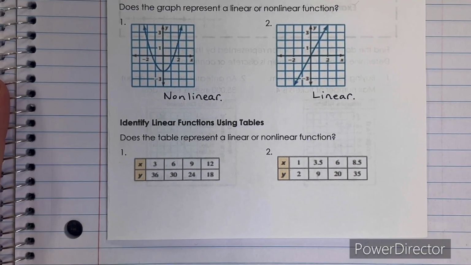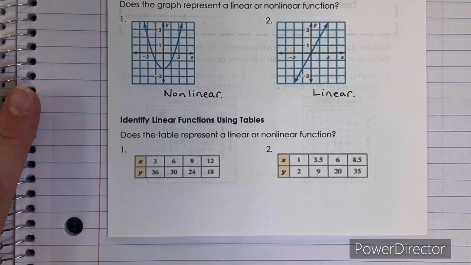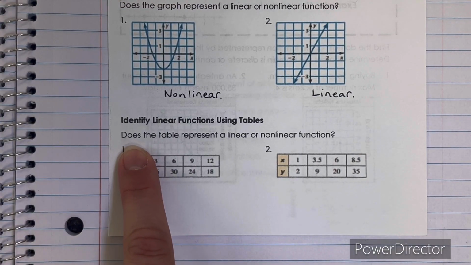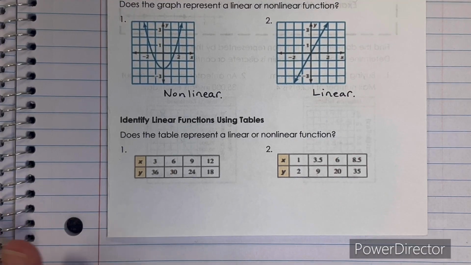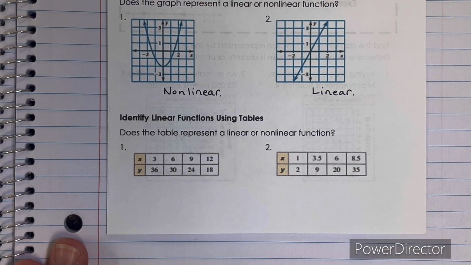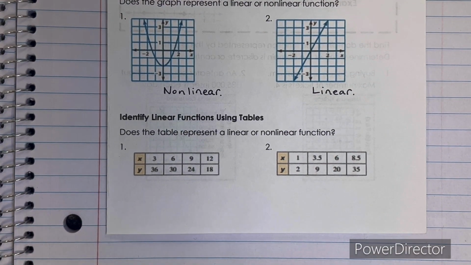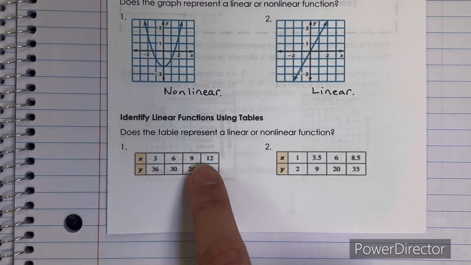Next up is identifying linear functions using a table. So again, the question says, does the table represent a linear or nonlinear function? So the thing that you've got to remember for linear functions is that they increase or decrease by a constant rate of change. Those are some fancy words. I always look for the pattern that's happening within these numbers.